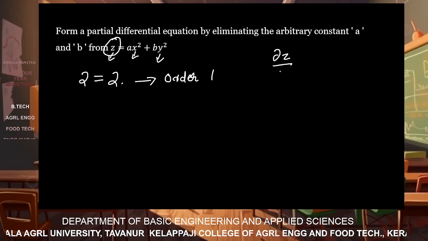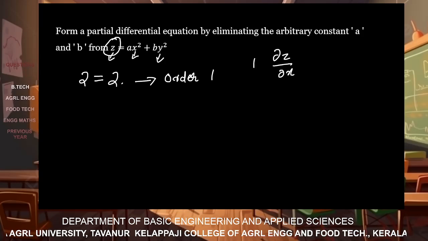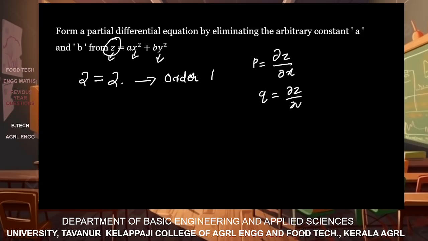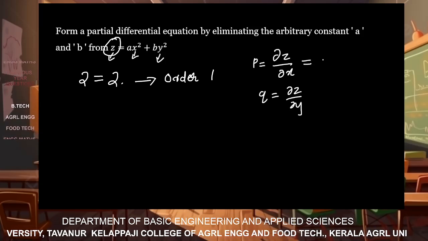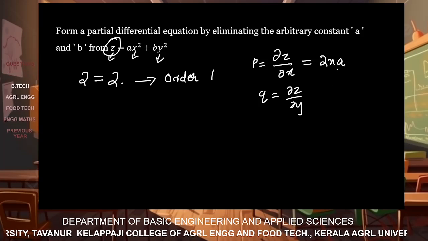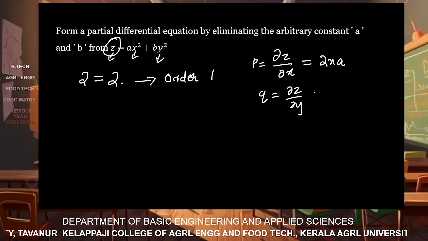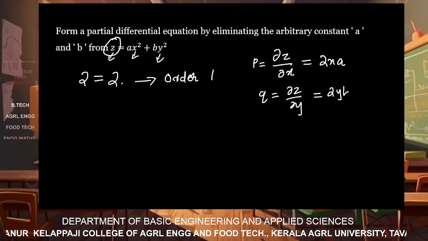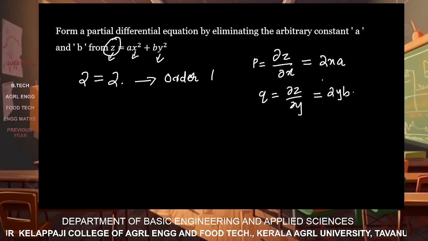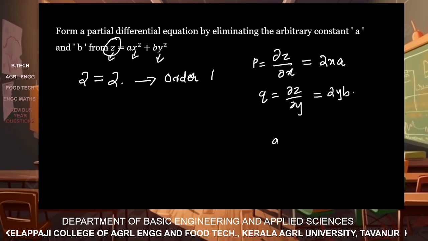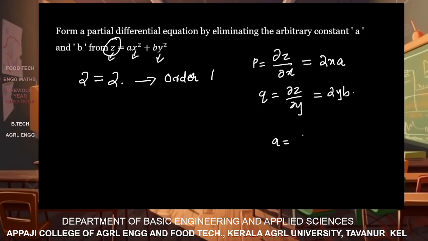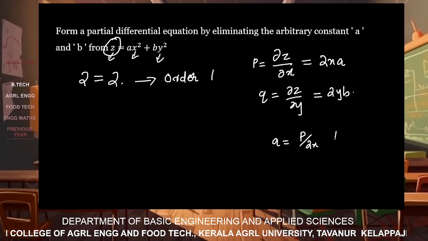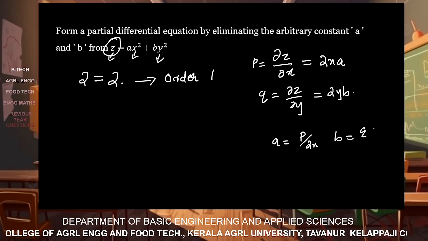We can find ∂z/∂x, that is actually p, small p, and small q, that is ∂z/∂y. What is ∂z/∂x? It is 2xa. And what is ∂z/∂y? It is 2yb. So from that we can find a. a is nothing but p by 2x, and b is nothing but q by 2y.